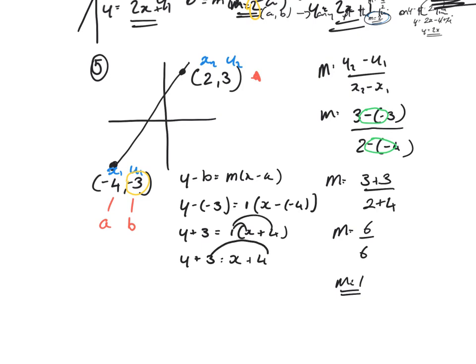And then going to bring that 3 to the other side and change its sign, and that will be y equals plus 4 minus 3. Tidy that up, and that will be y equals x plus 1, final answer.